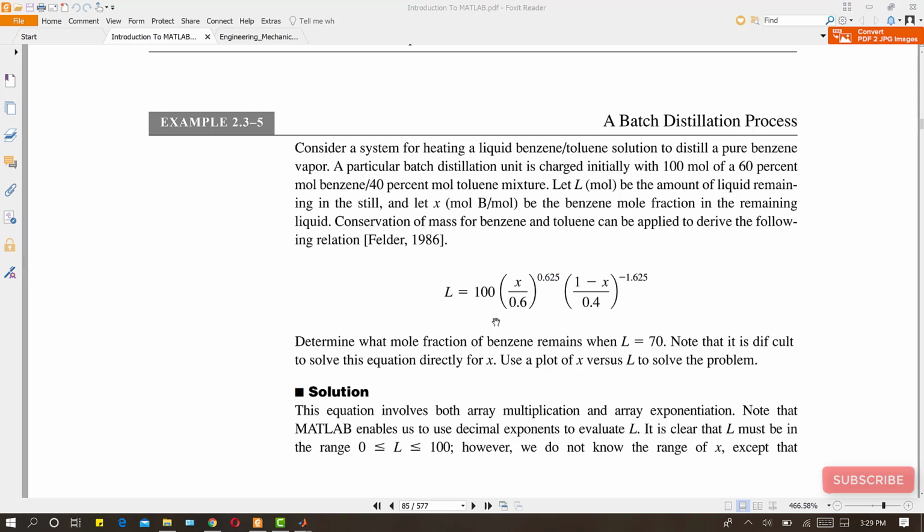So we will plot a graph between X versus L to solve the problem. We will guess a range for the X values, and then we will find the values of L using those X values, and then we will use a ginput function to find the value of X when L is equal to 70. So now let's write it in MATLAB.